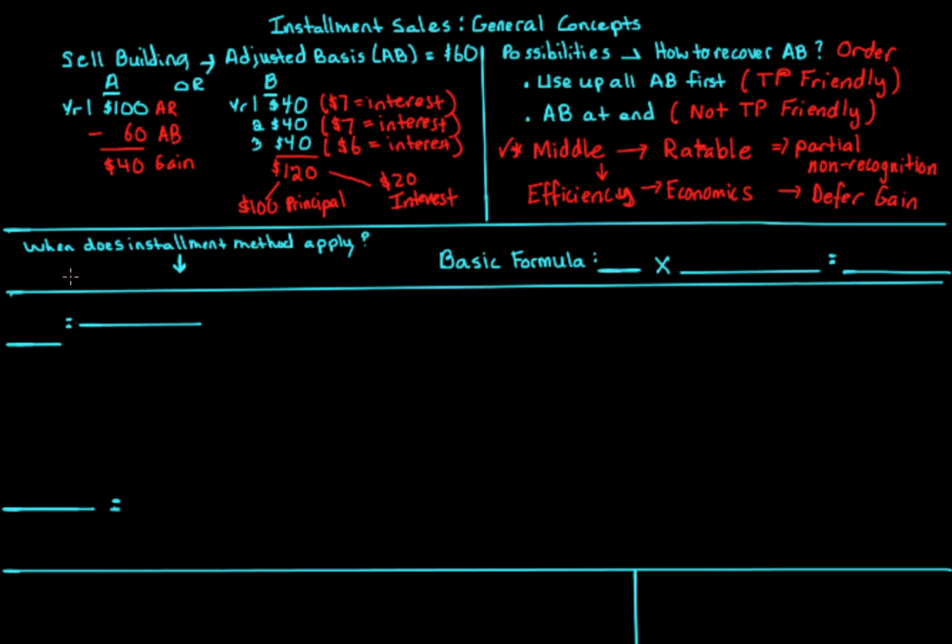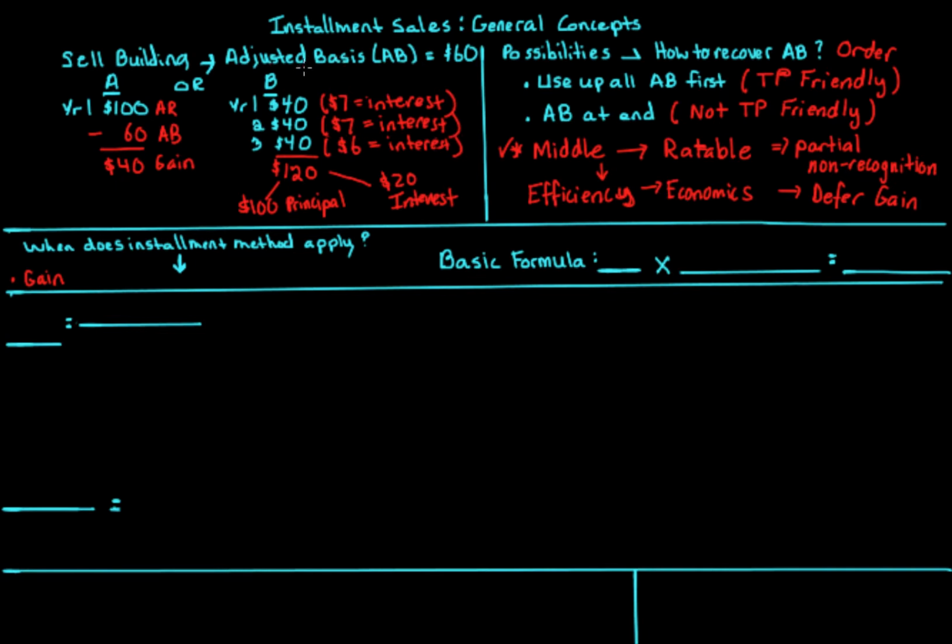Well, the first thing that we need to know is that in order for there to be an installment method, you have to have a gain. The installment method will never apply to a loss. And why would you want it to apply to a loss? You'd rather recognize the loss all up front.